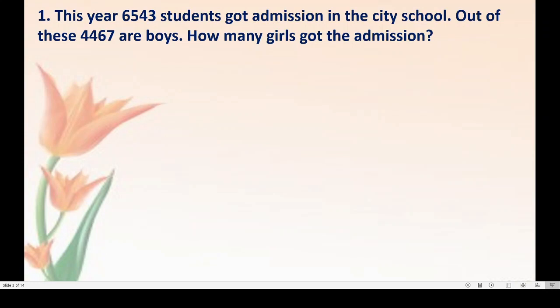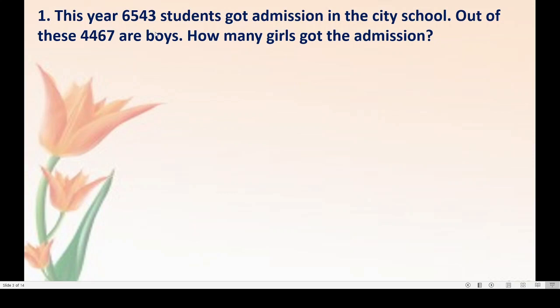Now here is your first sum. See this. First we will read the sum, then we will try to understand that, and then we will go for the method. Okay. This year 6,543 students got admission in the city school. Out of these 4,467 are boys. How many girls got the admission in that school? This is our sum. Okay, word problem.